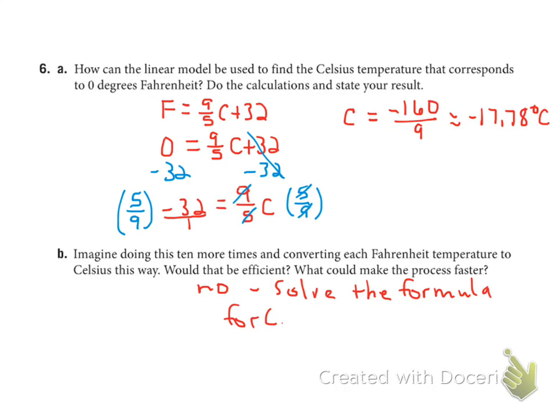List the steps in order that you used to solve the equation in 6a. So what did we do first in 6a? Subtract. We subtracted 32, and then what did we do? Multiply by the reciprocal of 9/5. We did, okay.